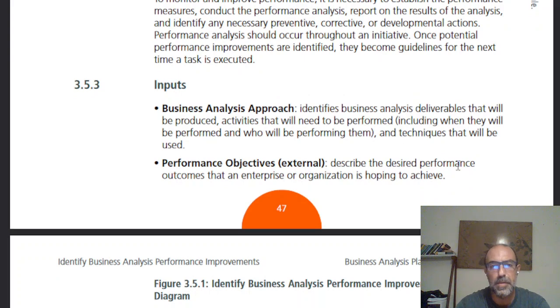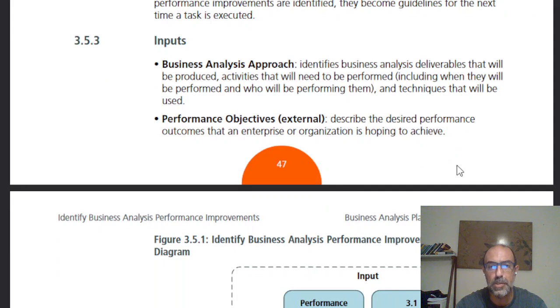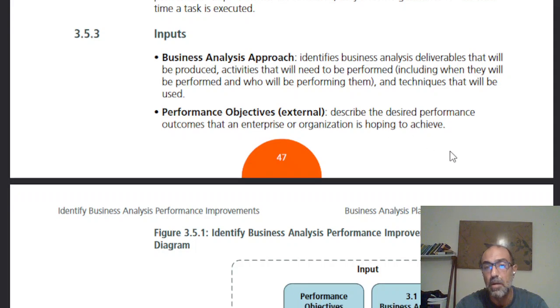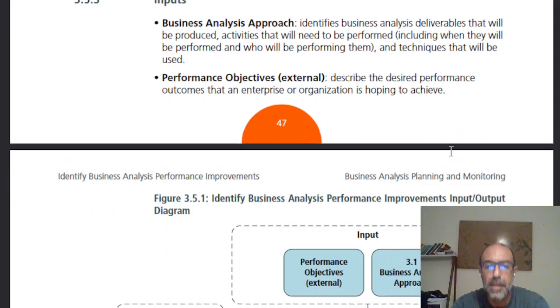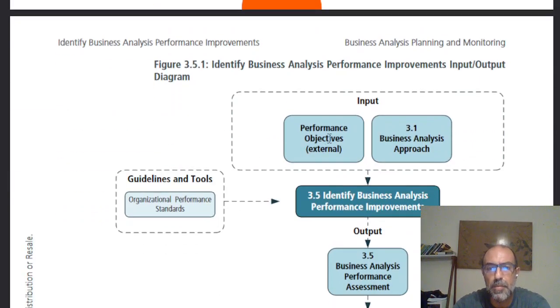Inputs, what are the inputs for this? The business analysis approach, which is the plan that we do, and the performance objectives, which are basically external, describe the desired performance outcomes that the enterprise or organization is hoping to achieve. It makes sense because you actually have goals. So every single time you're doing something, you reflect on how it's performing towards the goals that you're getting. And here, performance objectives are external, I highlighted it. And the business analysis approach is basically what we studied in 3.1.